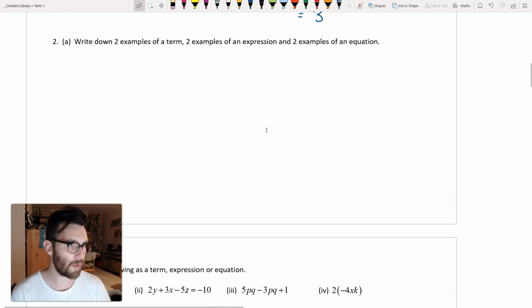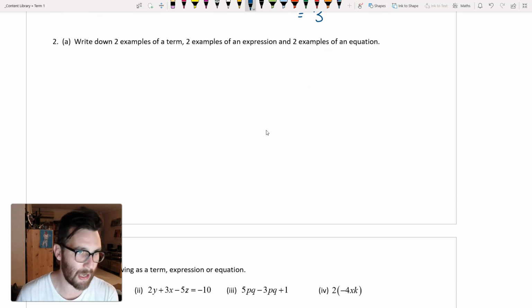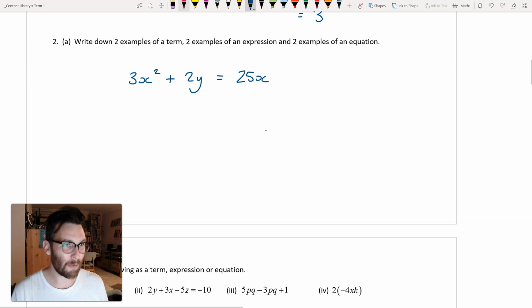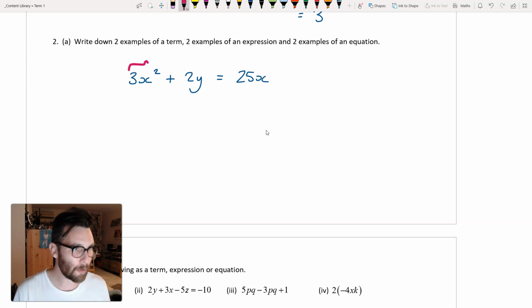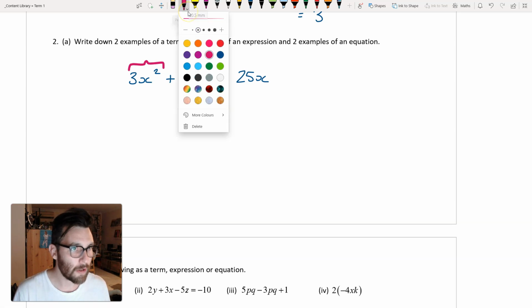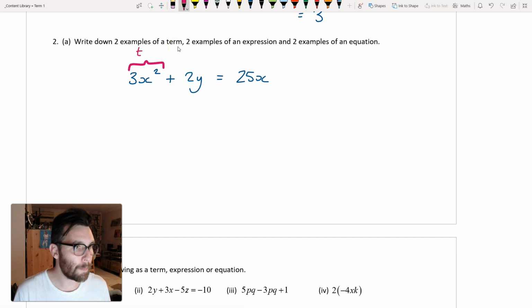Okay, question number 2, we want 2 examples of a term, 2 examples of an expression, and 2 examples of an equation. Just in case you're not too sure, I'll just make up an equation. This doesn't really mean anything. I'm just making something up here. Okay, with what I've written down just here, each of these little building blocks, they are all terms.